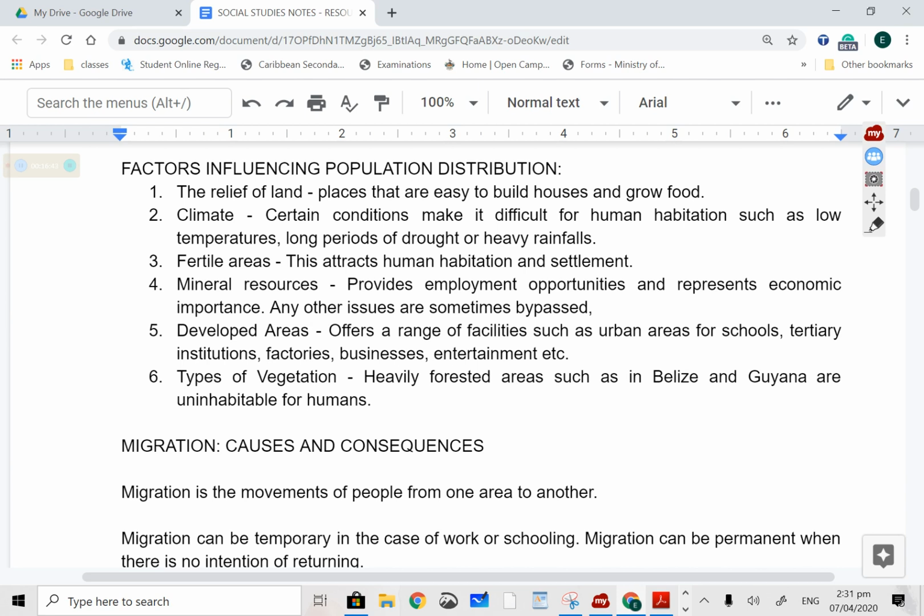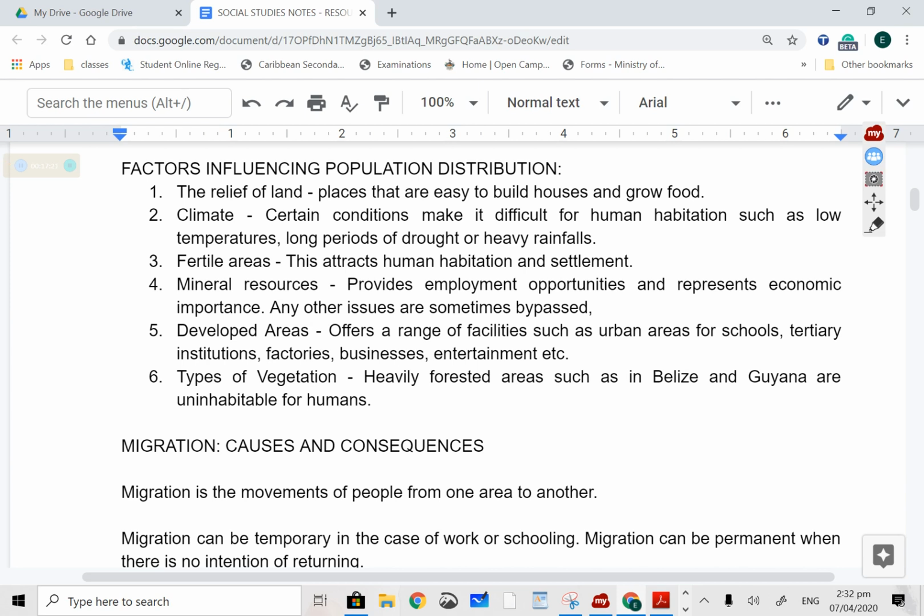Okay, so let us read that again. Mineral resources, you should know by now because you are a social studies student, are basically harnessed from the earth. It could be coal, diamonds, bauxite, oil, gas, LNG, so many different things, that represent so much wealth.